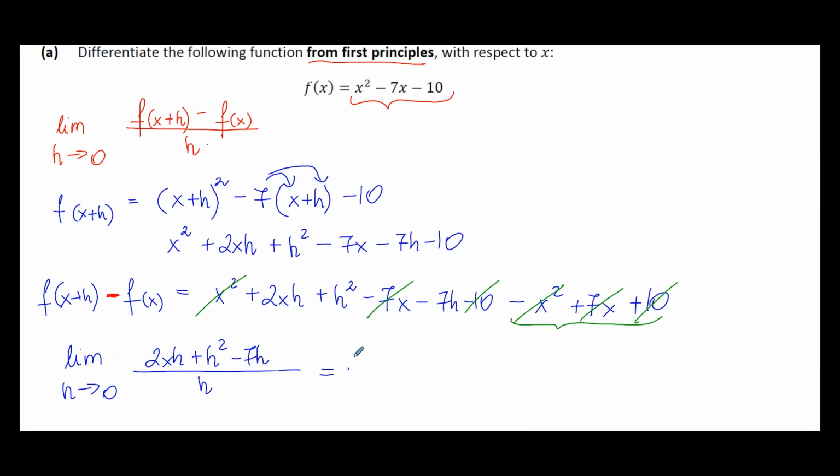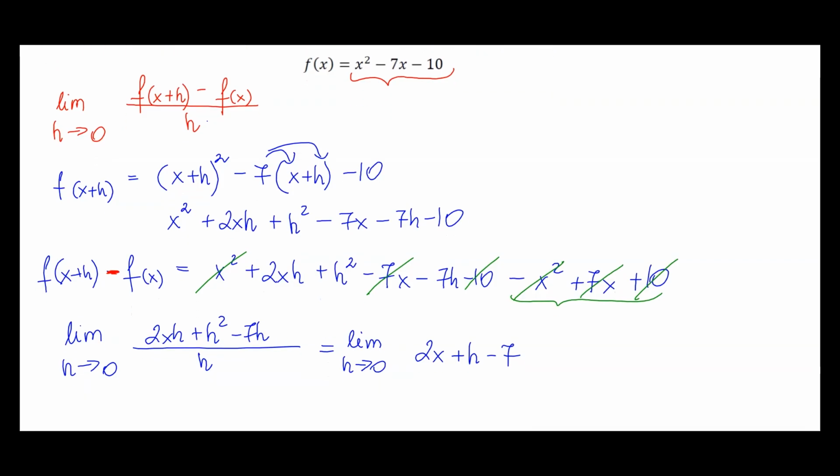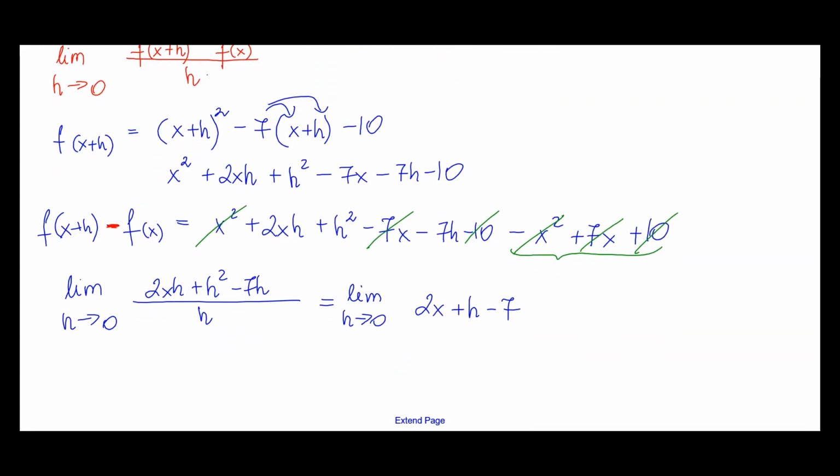So the first thing I do, I am not evaluating the limit yet, but I'm dividing each item by h. Therefore, I am left with 2x plus h minus 7. So each of those items on top of the fraction divided by h. And then here we are evaluating the limit.